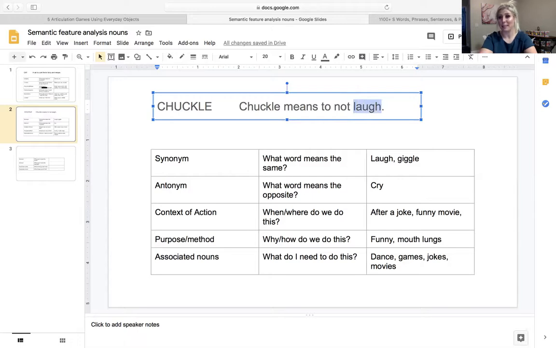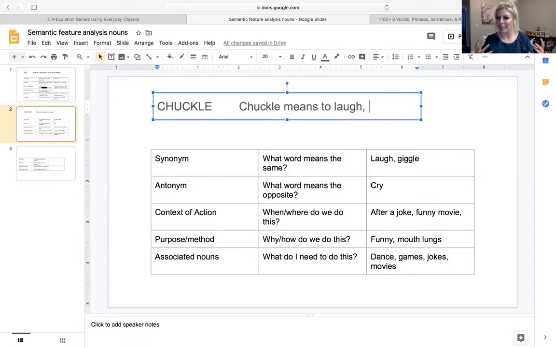If you feel like it's better or easier or more clear to use the antonym, it would be chuckle means to not cry. Obviously, in this context, that's really not the best way to define chuckle. Not to cry could mean a lot of things.